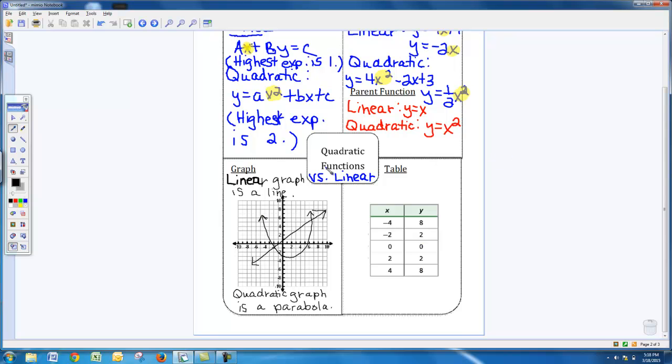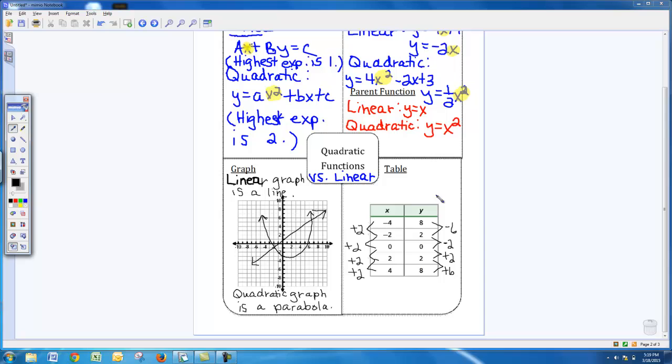Okay, how about the table? Let's just look at this table right here. We're going to look at the difference in the x values and the y values. As we go down the table, x is increasing by 2 every time. And as x is increasing by 2, y decreases by 6, and then y decreases by 2, and then y increases by 2, and then y increases by 6.